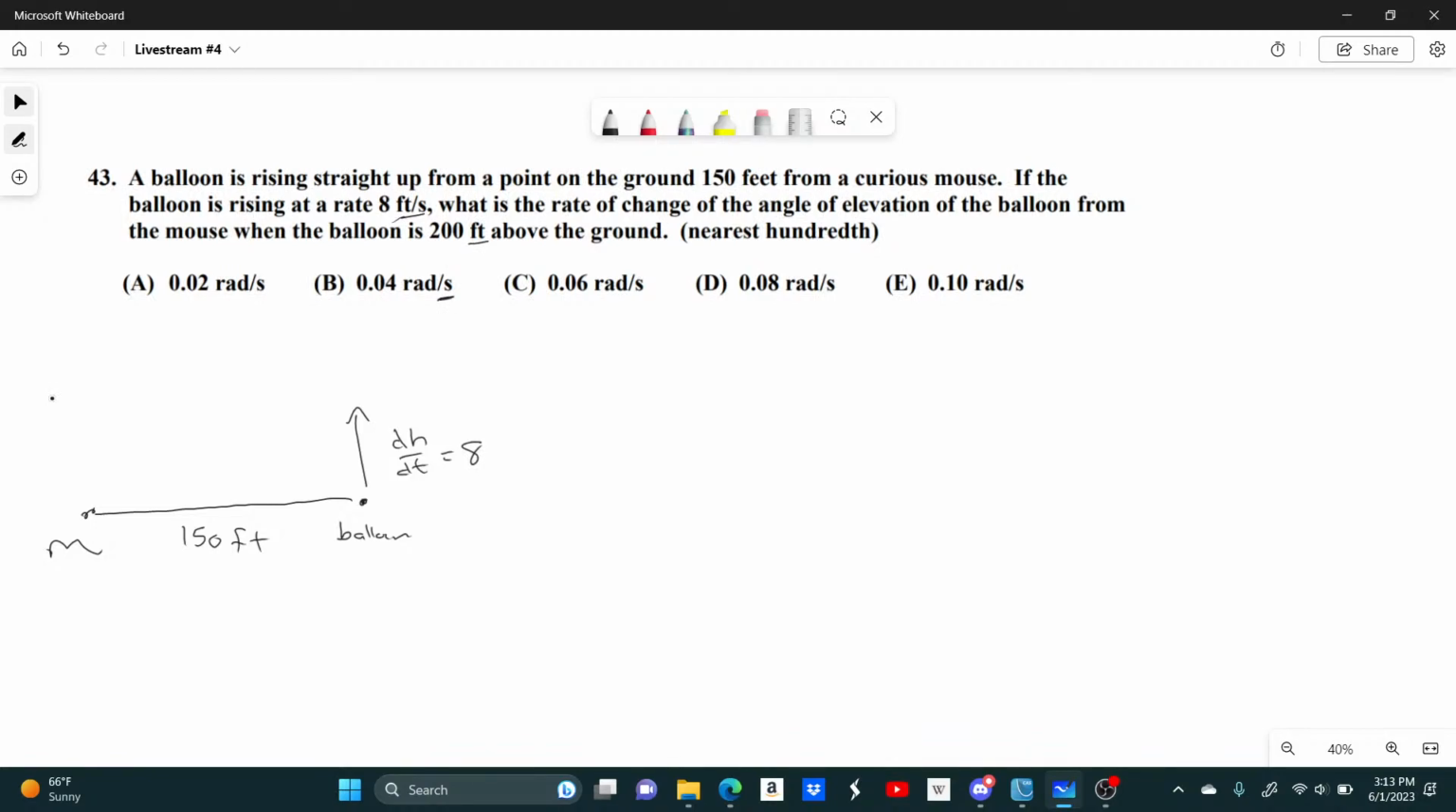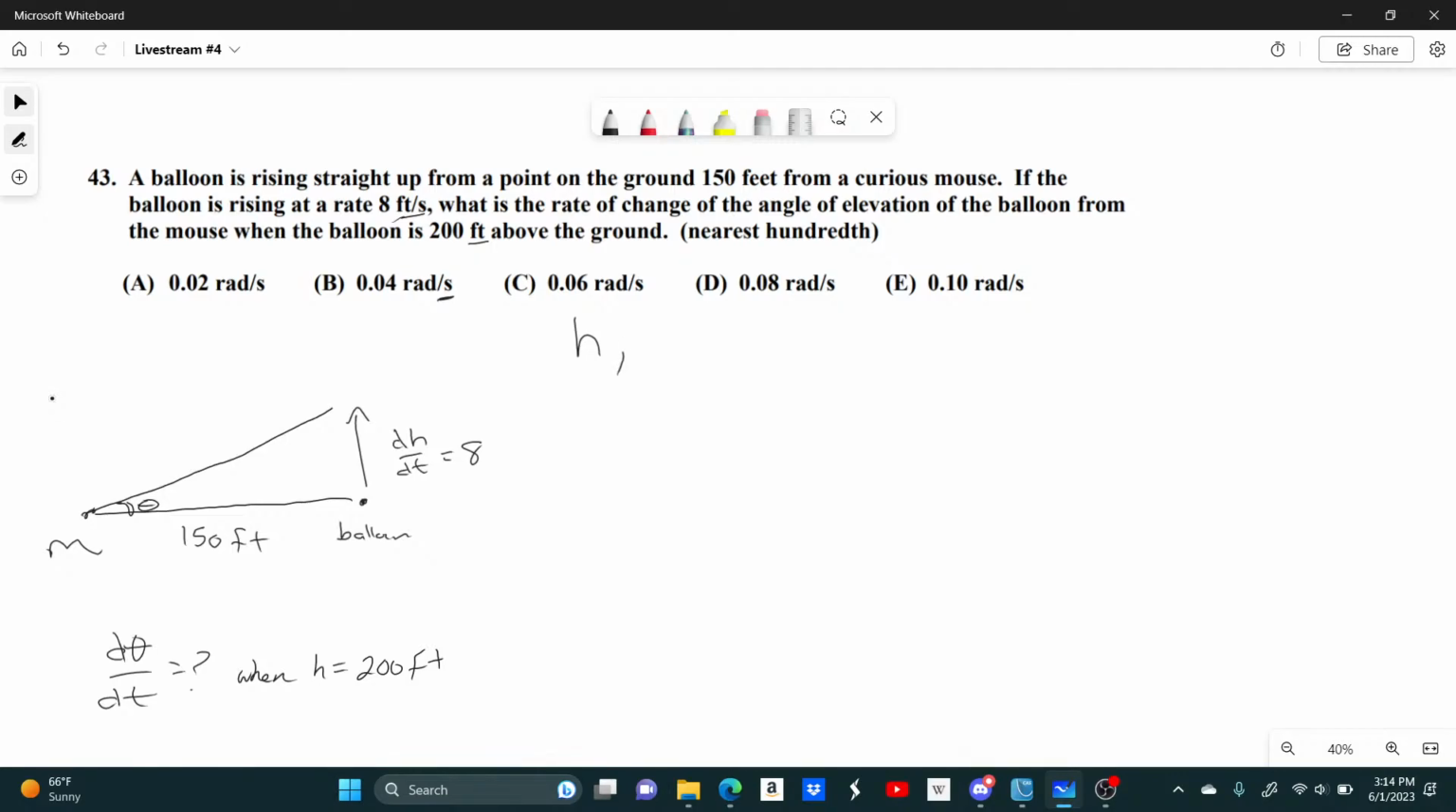And we want to find the rate of change of the angle of elevation. So the rate of change of this angle, so we want to find d theta dt when h equals 200 feet. Okay, so this is like a basic related rates problem. You basically want to find an equation that relates all the different things in your problem, and then you basically just derive and go from there. The hardest part about this is just finding the correct equation. So I see my h is changing, so I want to include my h somehow.